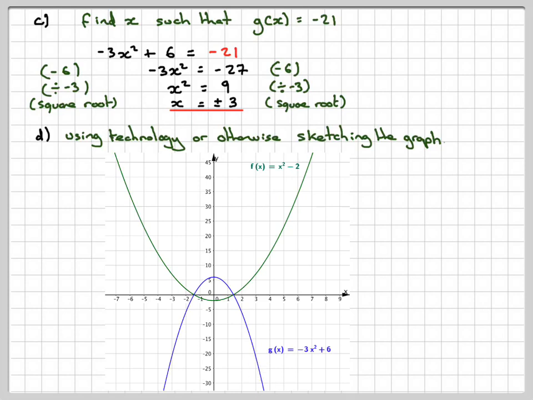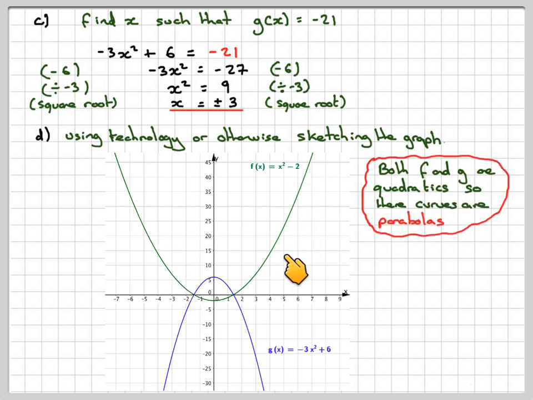Now what are some of the characteristics of the graph? Both f and g are what's known as quadratics. Quadratics give a parabola graph. This one is like a U and this is like an N. So why is this one a U and why is this one an N? And why does this one look steeper than this one here?